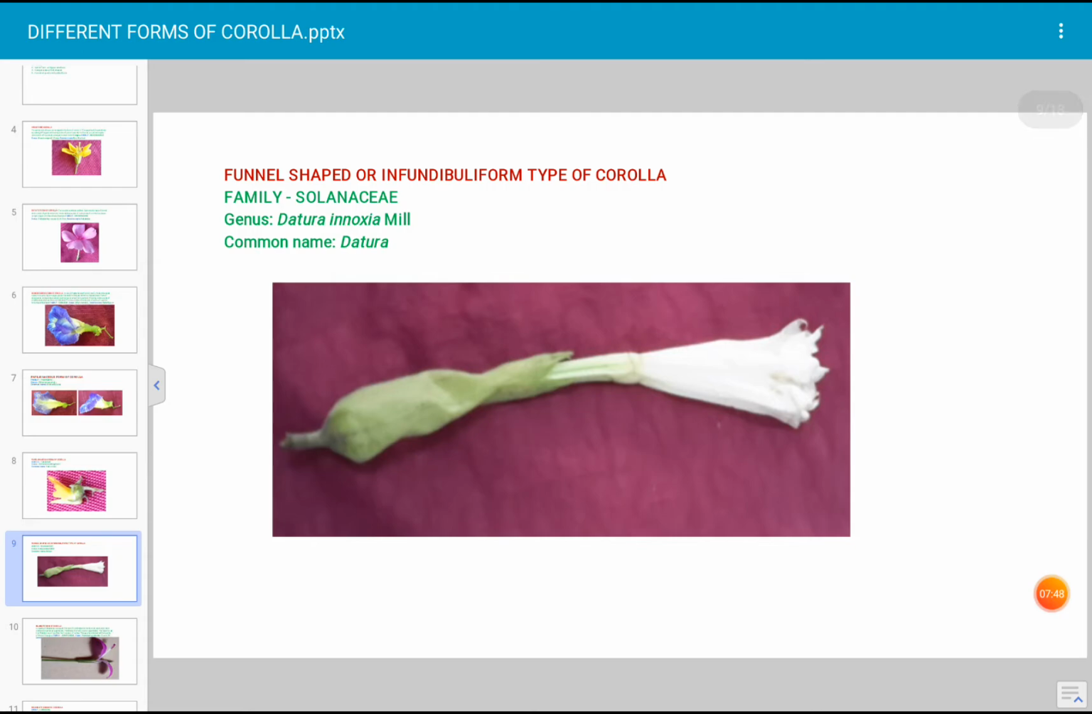Next form of corolla, it is a funnel-shaped corolla. The funnel-like corolla, the funnel-shaped corolla, is also called the infundibuliform type of corolla. This type of corolla occurs in family Solanaceae, and it occurs in the plant Datura species. This is the photograph of Datura innoxia. This is the flower of Datura, and its common name is Datura, and its botanical name is Datura innoxia.